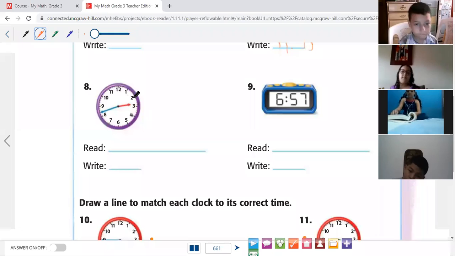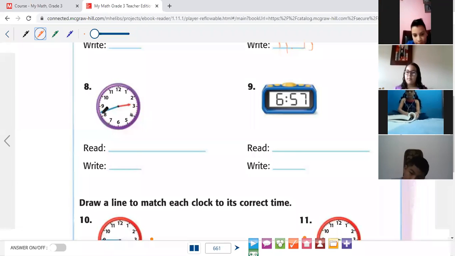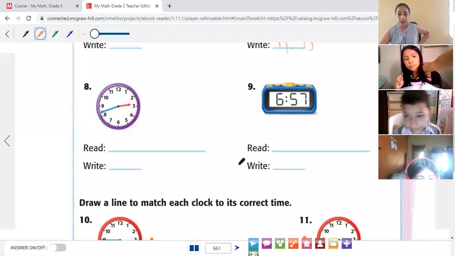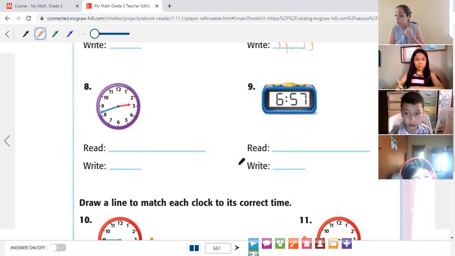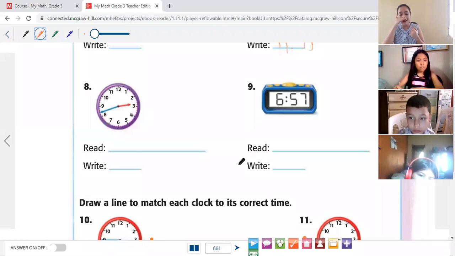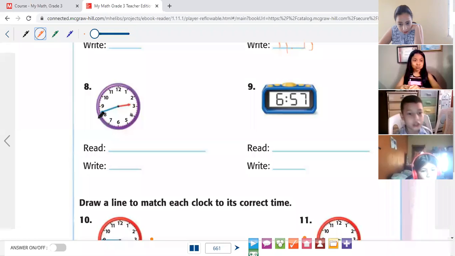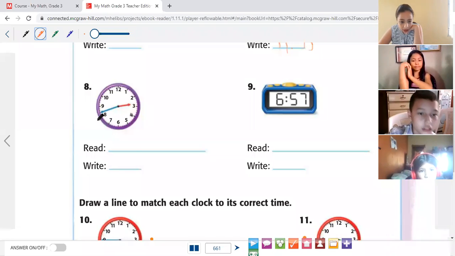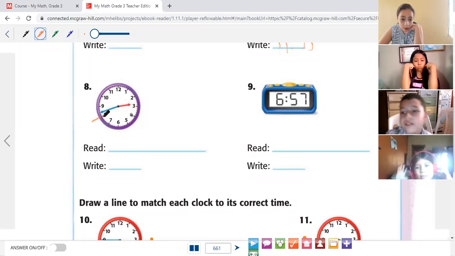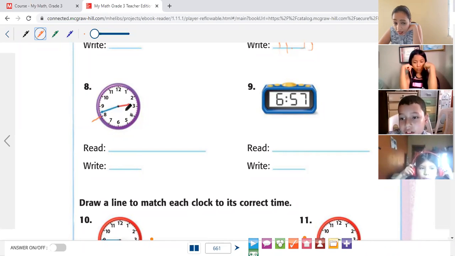Now, first, let me help you. The long hand, remember, it tells me the minutes, and the short hand tells me the hour. Yes, good job. Now, let's read first the minutes, so it's easier. How many minutes have passed if the long hand is pointing there? Andre? Let me help you, okay? Let's see, first, 44. How many, yes? 44.